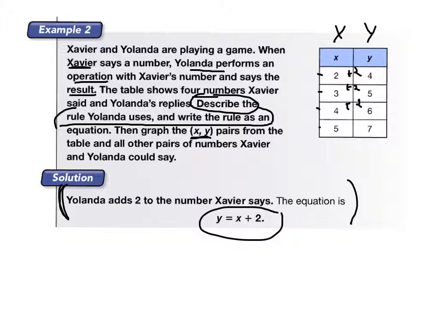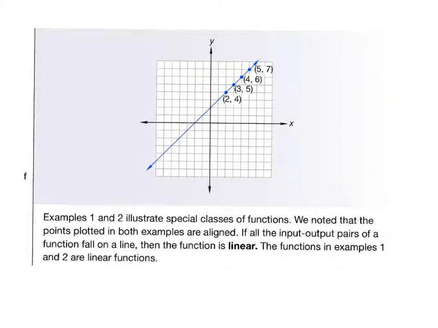Now we're going to graph this. So we have the rule. So if I graph this, I have these ordered pairs, 2, 4, 3, 5, 4, 6, 5, 7. So graph that in your notes. And it shows that all of these function numbers fall on a line, so it is what I said before, linear. So the 2 examples that we just talked about are examples of linear functions, but not all functions are linear.